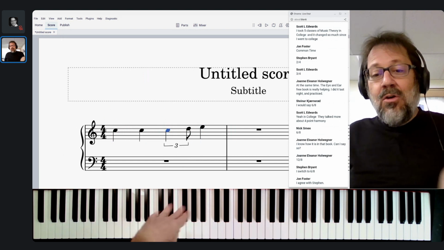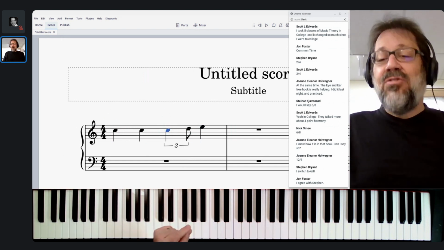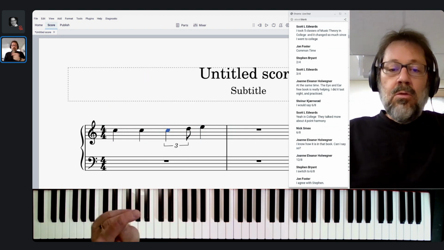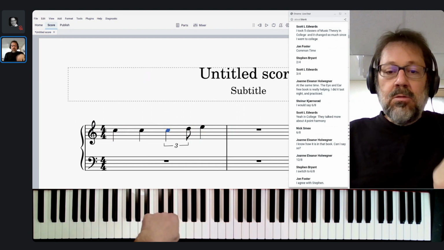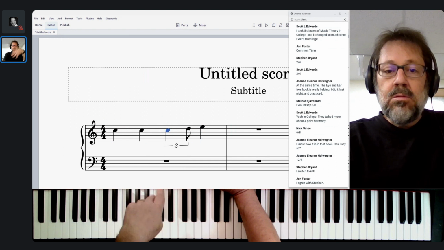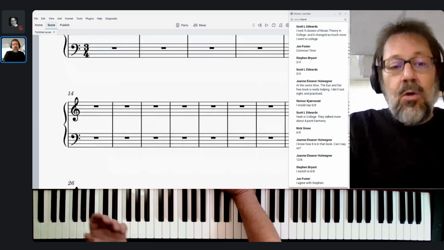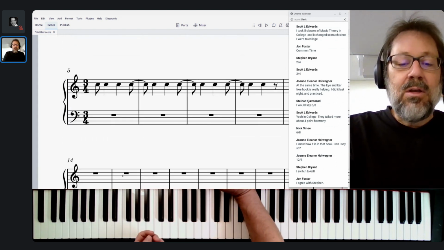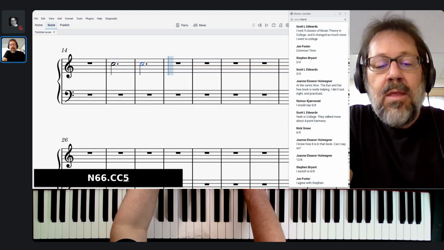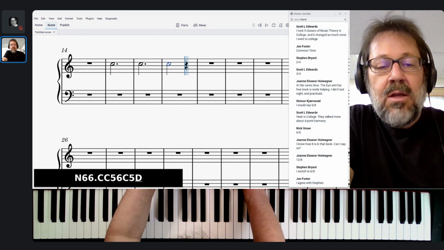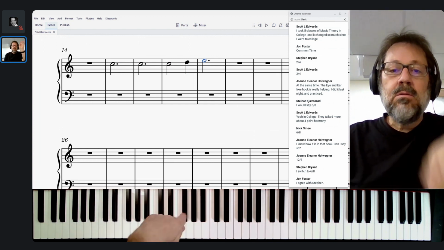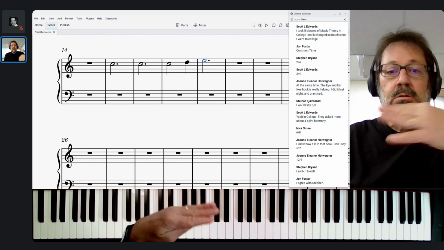Now, you could also put this thing in 3. It would have to be fast, though. So, dun, dun, dun, dun, dun, dun. So that would totally be okay too, right? We could totally write that. We could totally write these as dotted halves, row, row, and then a half note, and then dum, and then dum.